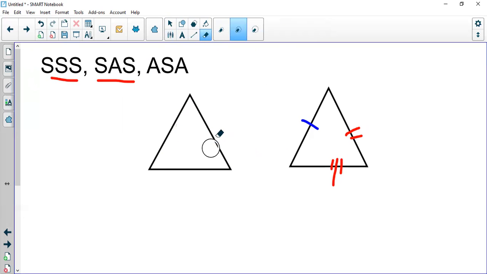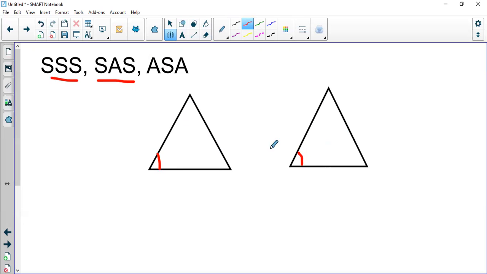And then the last possibility I could have is that I have an angle congruent to another angle, and the side in the middle of those two congruent. And that would prove congruency by angle, side, angle.